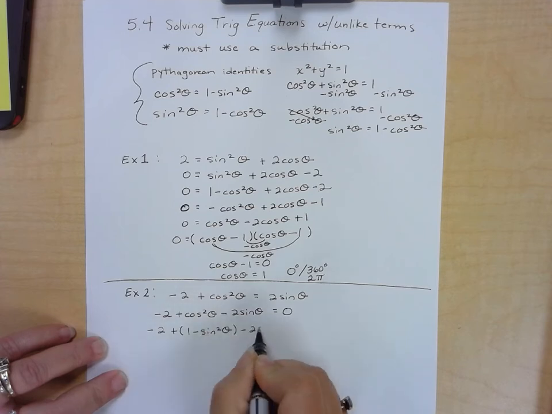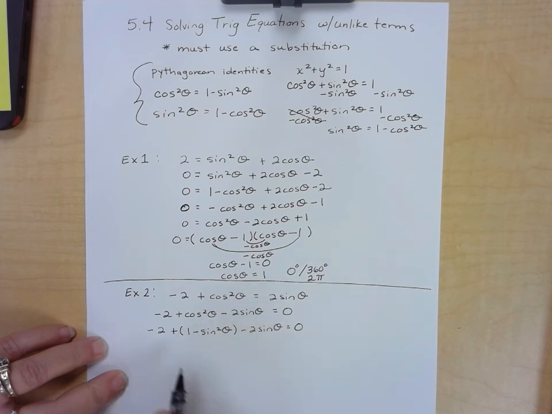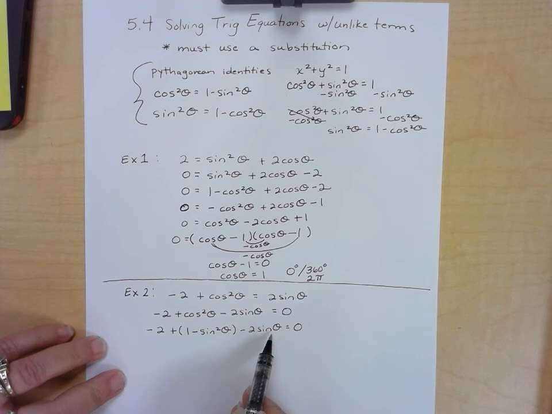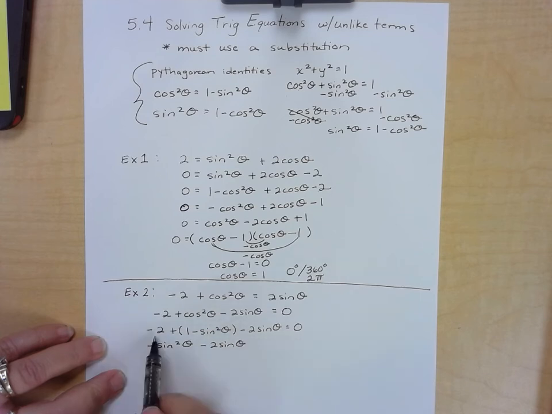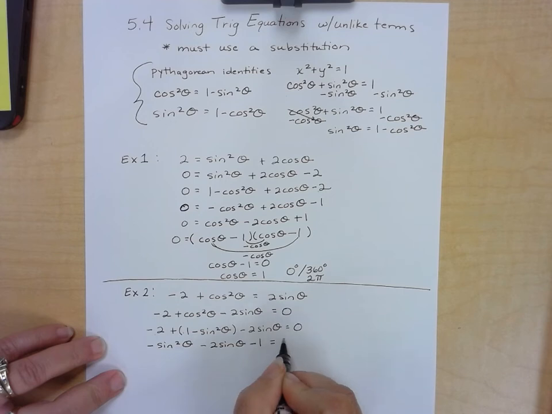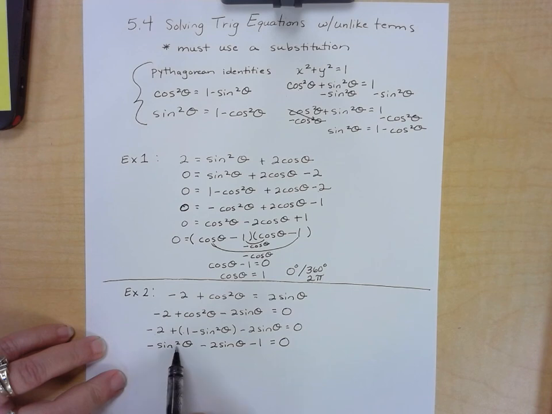I'm going to kind of reorder this, put my squared term first, put it in descending order. Didn't really have to have the parentheses, it didn't matter that I did or didn't. So I've got a negative sine squared theta minus 2 sine theta, a negative 2 and a positive 1, which is negative 1 equals 0. Again, I'm not a real big fan of having my squared term as a negative, so I'm going to change that to a positive, which means everything's going to change signs.